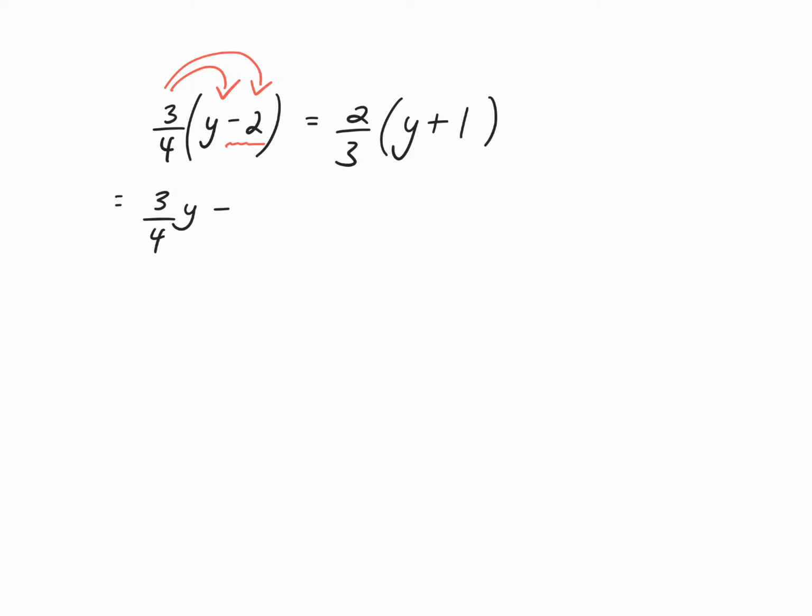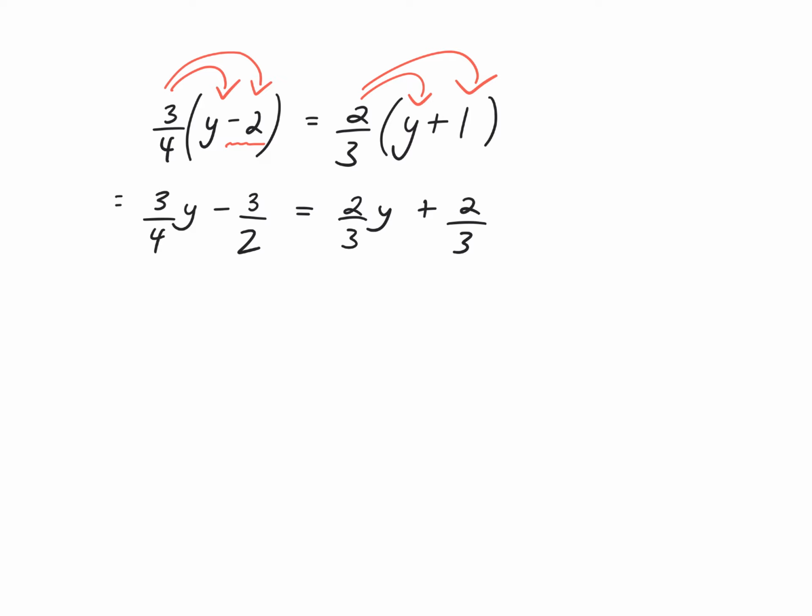Negative 3 over... Good. So it was negative 6 over 4, and you simplified it to negative 3 over 2, equals 2 over 3 times y is 2 over 3y. And then 2 over 3 times positive 1 is just positive 2 over 3. Okay, so this is the part where you got confused.